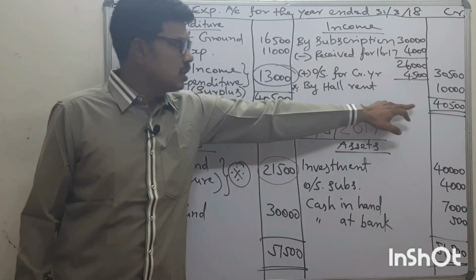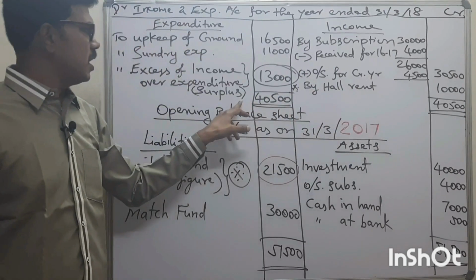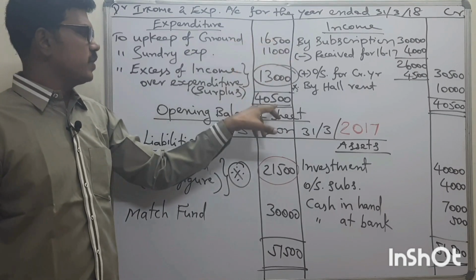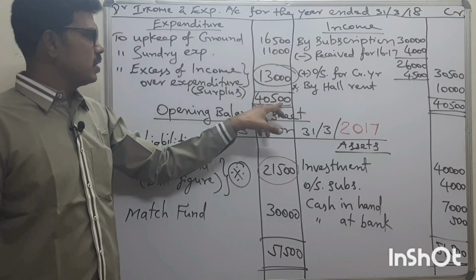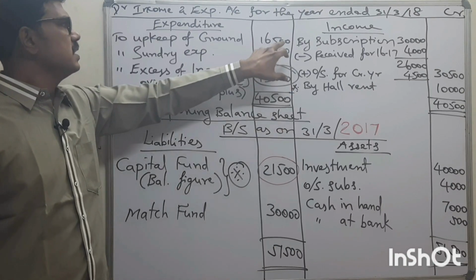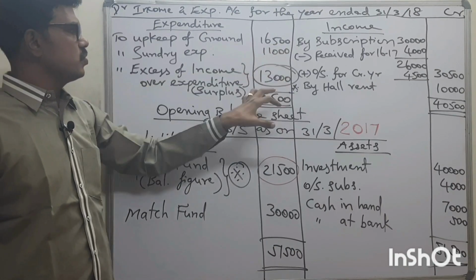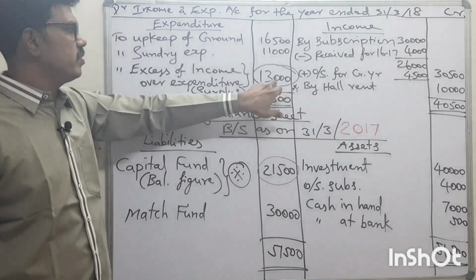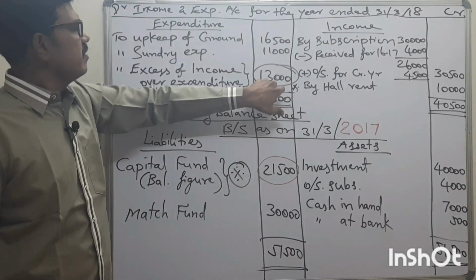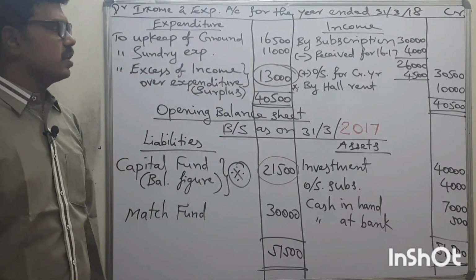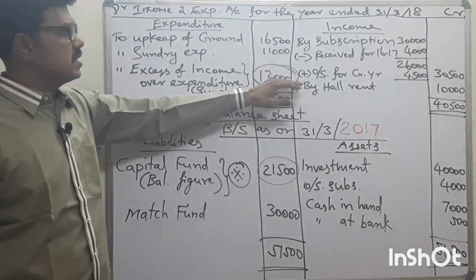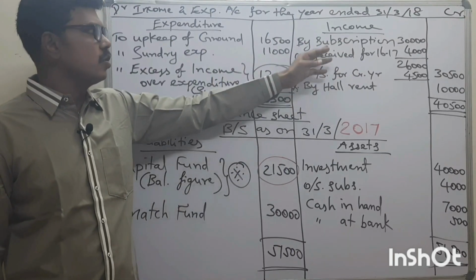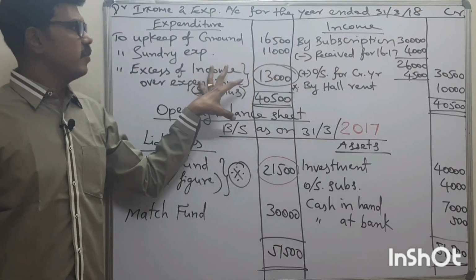Write the total here or write the same total on the opposite side. Then we should subtract all the remaining amounts from the total, 40,500 minus 16,500 minus 11,000. These must be subtracted from the overall total. Then we get 13,000. This simply makes us understand that the income is more than the expenses. Income is more, so the balance is on the debit side.